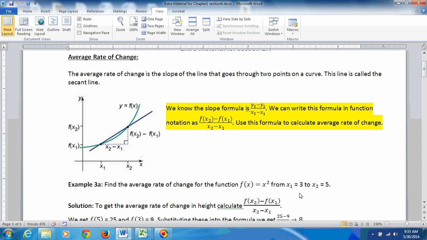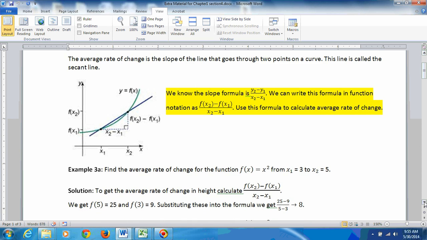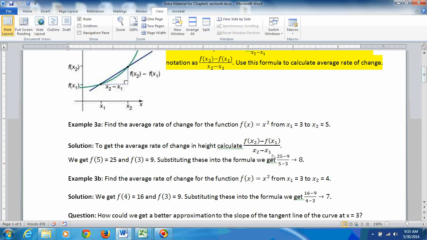So let's do an example here. This says find the average rate of change of the function f of x equals x squared from 3 to 5. Okay, so here's my x values, 3 and 5. To get my y values, I just substitute those into the function. So let's get f of 5. Putting 5 into the x squared, we get 25. And putting 3 in for x, we get 9.